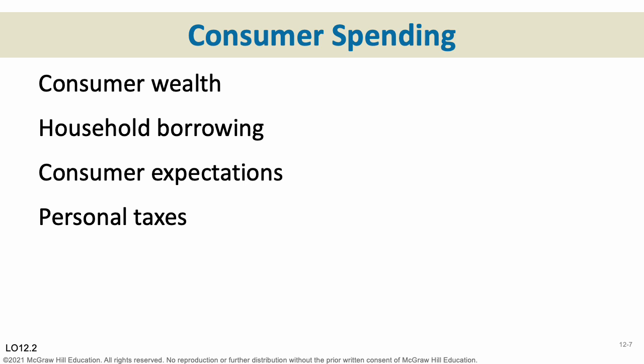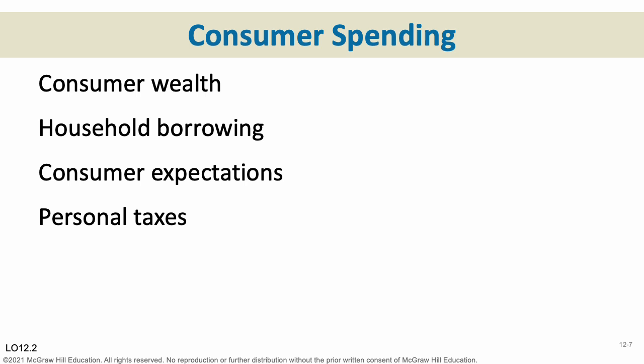So remember, consumer spending is determined by the following things. Number one is consumer wealth. The more wealth you have, the more you are going to be able to spend. The ability to borrow. Remember, you can spend more than your income if you are borrowing, and we looked at that when we saw negative savings. So depending on borrowing, and borrowing is usually subject to interest rates, expectations, all of that stuff.